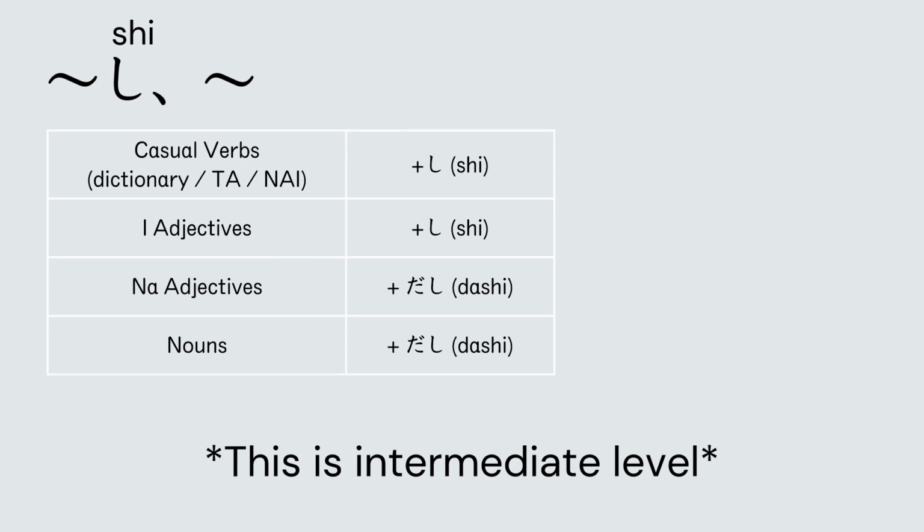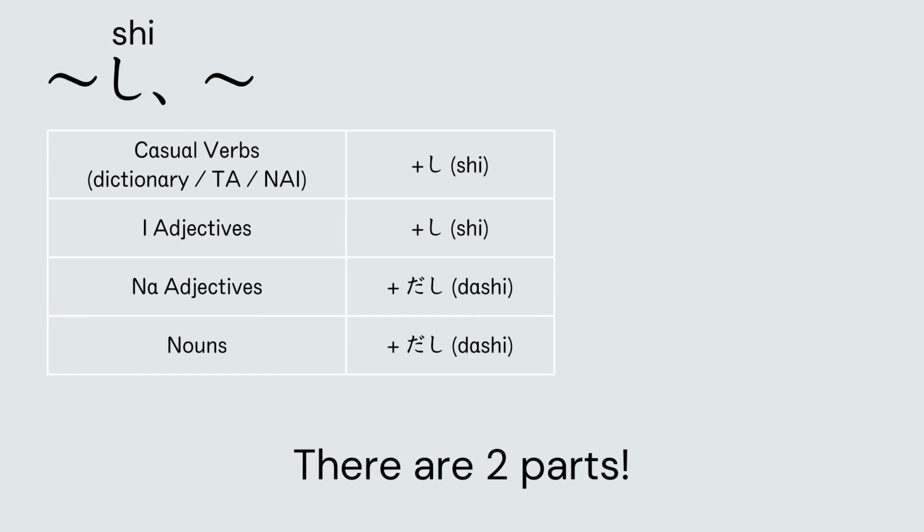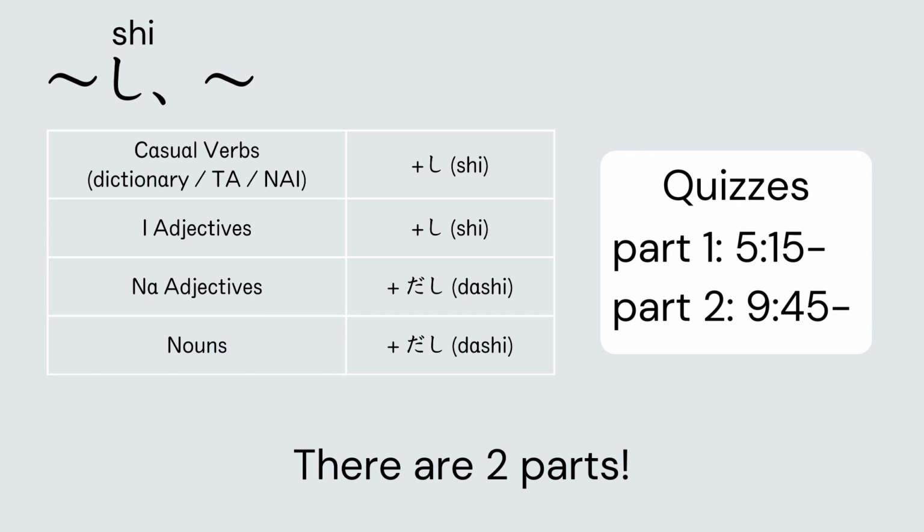In today's video, we will learn shi and dashi. This is for intermediate level, although I will try my best to explain so that all learners in all levels would understand. It's important for you to understand different forms of verbs and different types of adjectives. There are two parts. If you are confident, you can skip the explanations and do the quizzes. Part 1 starts from 5 minute 15 and part 2 starts from 9 minute 45. Let's begin.